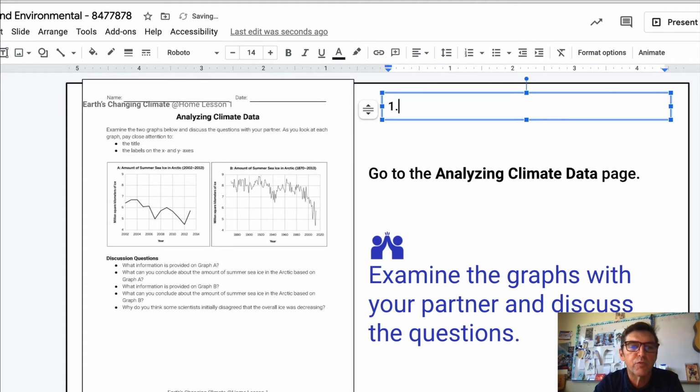What information is provided on graph A? You and your partner look at graph A. What is it telling us? And then you do the 2. What can you conclude about the amount of summer sea ice in the Arctic based on graph A? That's a conclusion. What is the conclusion? What information is provided on graph B? What can you conclude about the amount of summer sea ice in the Arctic based on graph B? And then why do you think some scientists initially disagreed that the overall ice was decreasing?